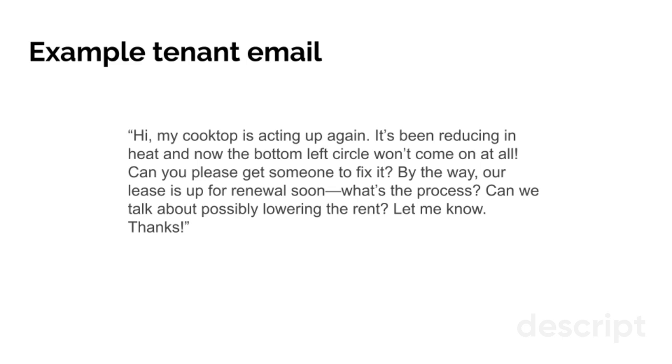So what you can see on the screen here is a simple email, something that's come in from a customer, a tenant. They said, "Hi, my cooktop is acting up again. It's been reducing in heat. And now the bottom left circle won't come on at all. Can you please get someone to help and fix it? By the way, our lease is up for renewal soon. What's the process? We talk about maybe lowering the rent. Let me know." So there's a few things going on in that email, and it's not a complex email.